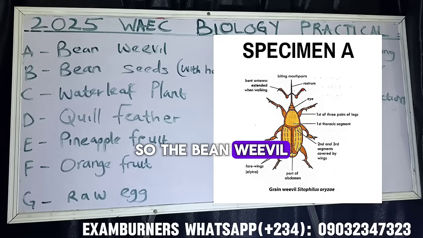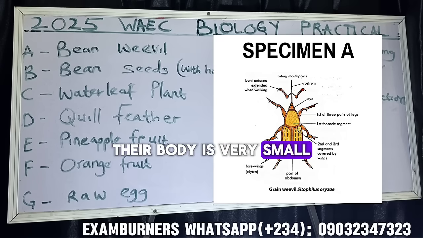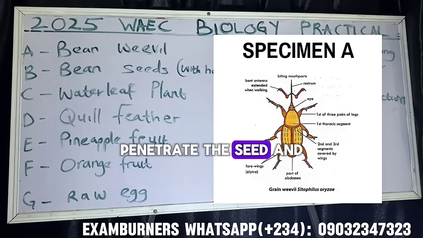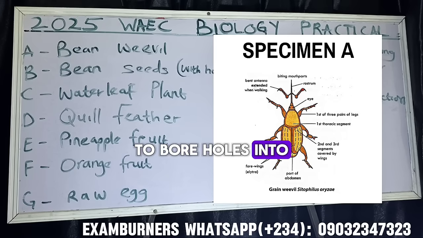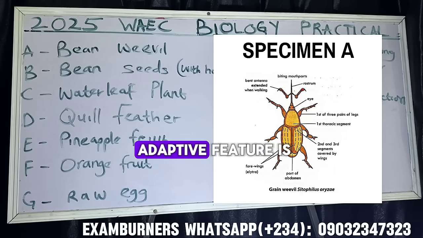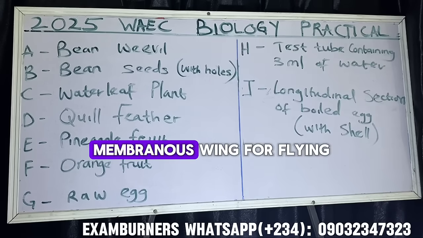The bean weevil's body is very small so that it will be able to penetrate the seed, and its long rostrum is what it uses to bore holes into the bean seed. Then the third adaptive feature is membranous wing for flying.